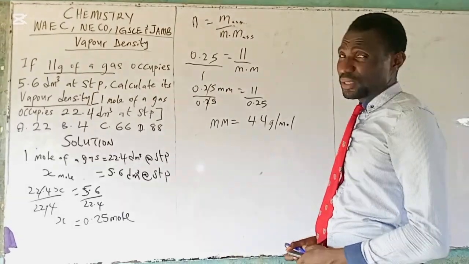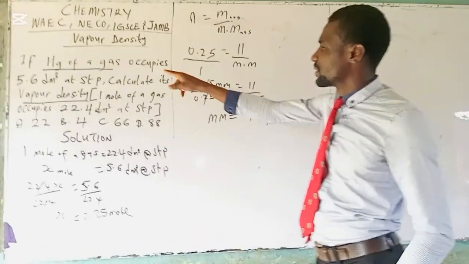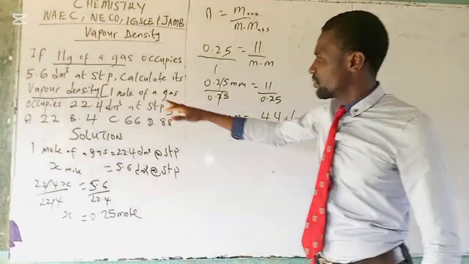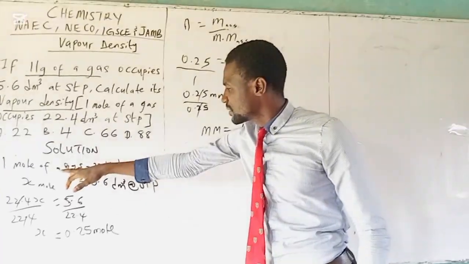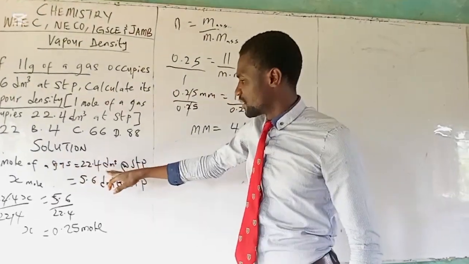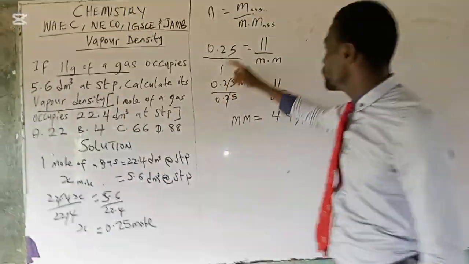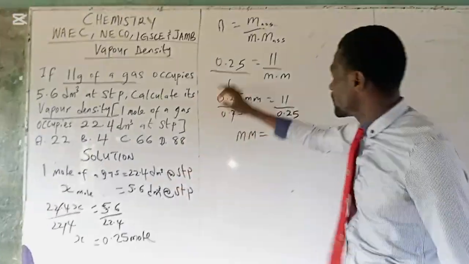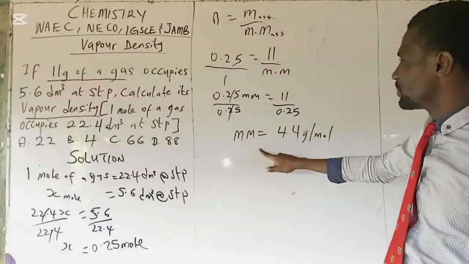And that's not where we are going exactly. Because the question says if 11 grams of a gas occupies 5.6 dm³ at STP, we have balanced it. We balanced the number of moles against the standard temperature and pressure with the volume in the question. We got our number of moles here, so we use it here. Amount in mole equals mass per molar mass. So we use the number of moles we got and the mass in the question, and we got the molar mass here.